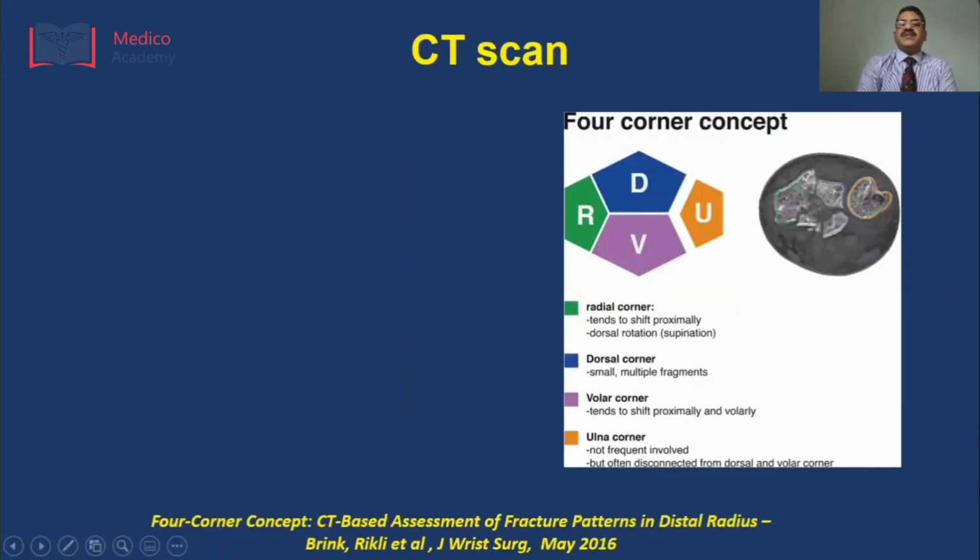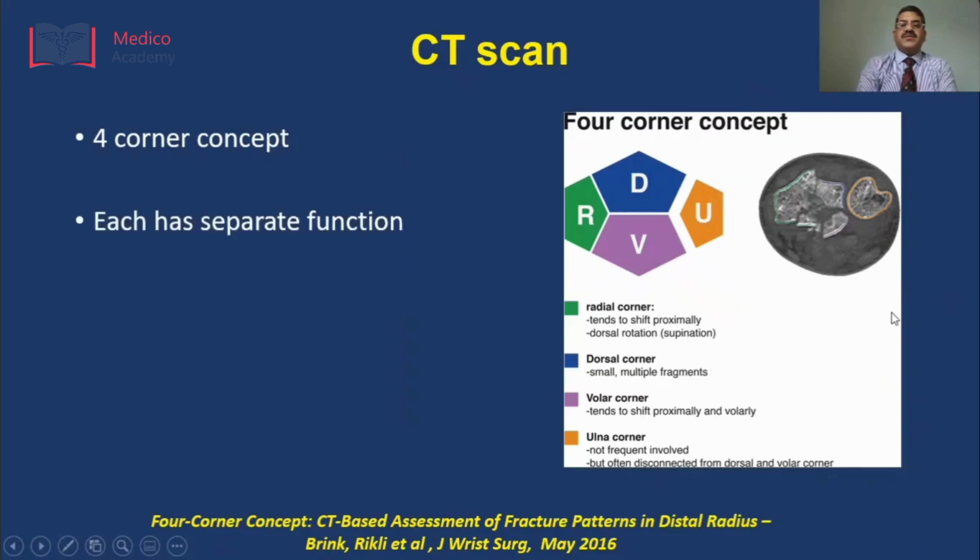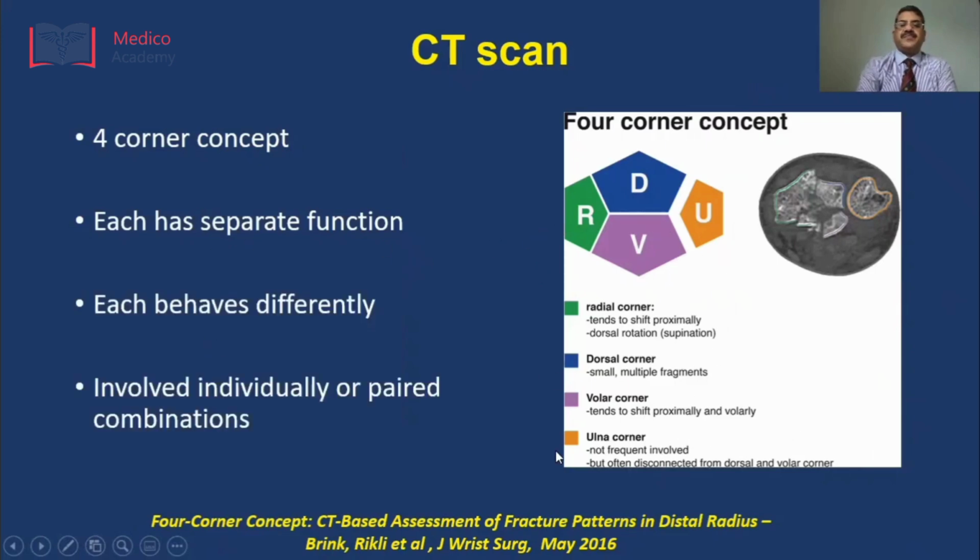There is another concept which has come into vogue with the frequent use of CT scan for complex fractures, and that is the key corner concept. The 4-corner concept talks about 4 different corners in the distal radius: basically the styloid fragment, the intermediate column divided into a dorsal and a volar component, and the ulnar component. Each corner has a separate function, each behaves differently, and these corners can be involved either individually or in paired combinations to give you various permutations and combinations of fracture patterns. This was given by Rikli and colleagues in 2016.